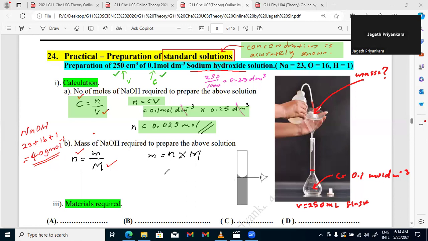Now moles we found from the previous step. How many moles did we find? 0.025, we found it, right? And the molar mass of NaOH is 40 grams per mole. So mole per mole gets cancelled, students, and you get the final answer in grams. How many grams? I think last week we found it, right? Can you reply on chat? When you multiply this, you get 1 gram, right? Is that 1 gram?